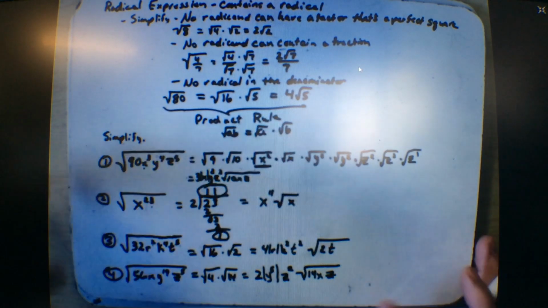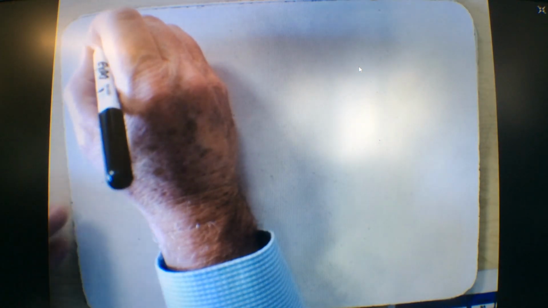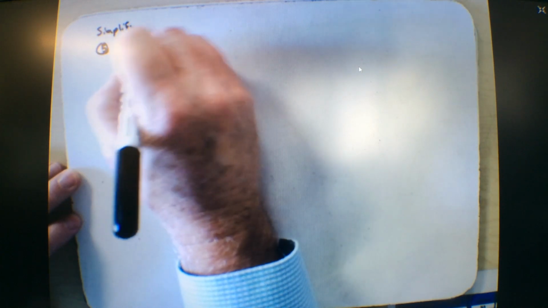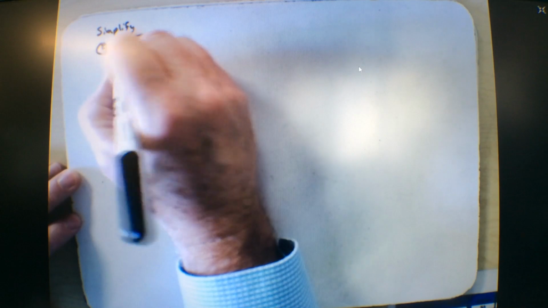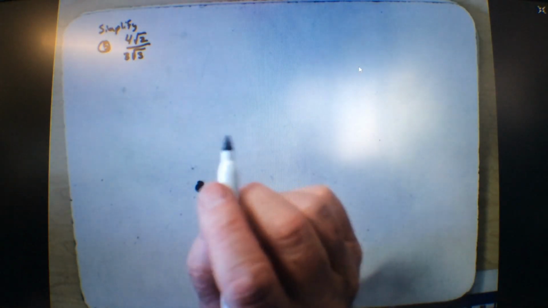Nope. All right. Tater, do you remember how to rationalize the denominator? Yeah. All right, let's see if you do. Let's do simplify again. I'm on number 5, correct? If I have 4 square root of 2 over 3 square root of 3, okay? All right, so I have 4 square root of 2 over 3 square root of 3.